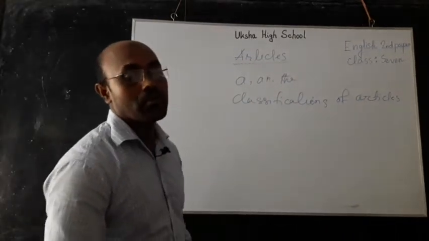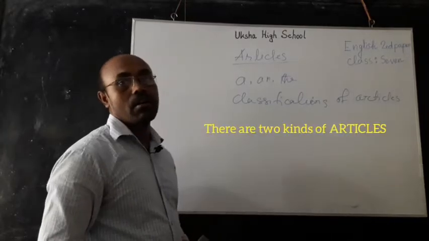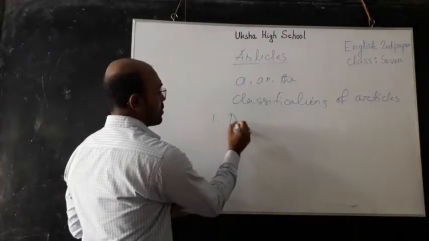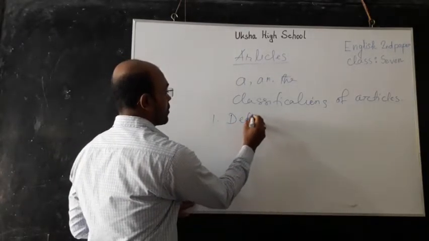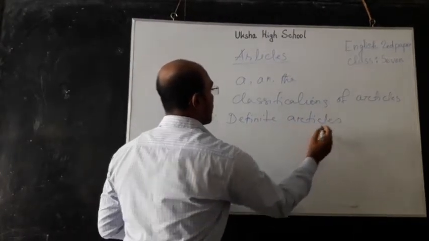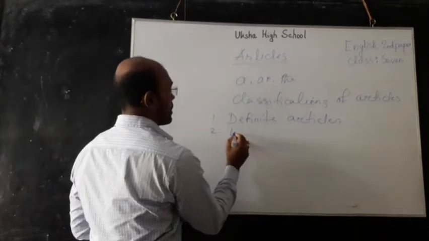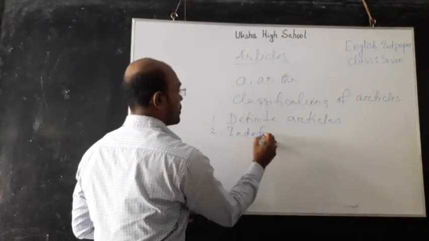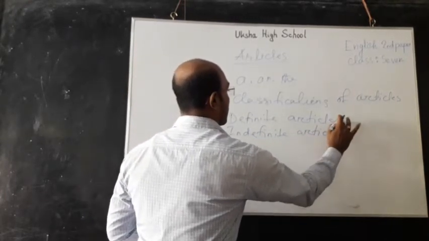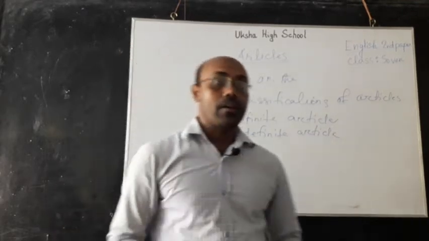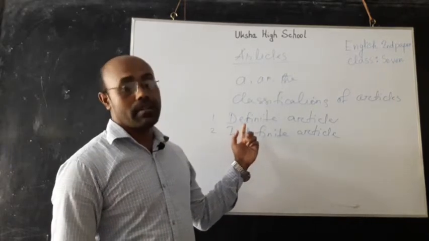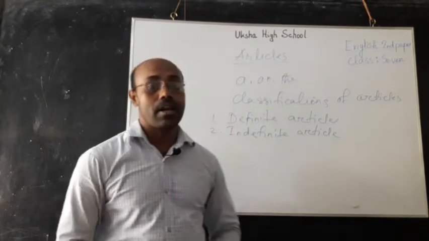Dear students, you know that there are two kinds of articles. Number one, definite article, and number two, indefinite article. So now I will discuss with you what is a definite article and what is an indefinite article.